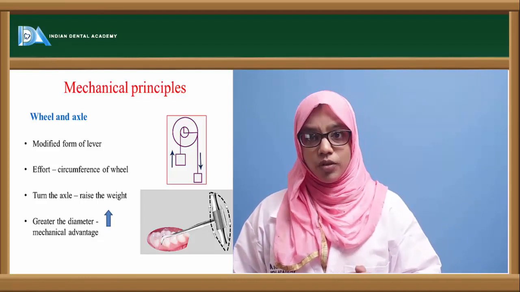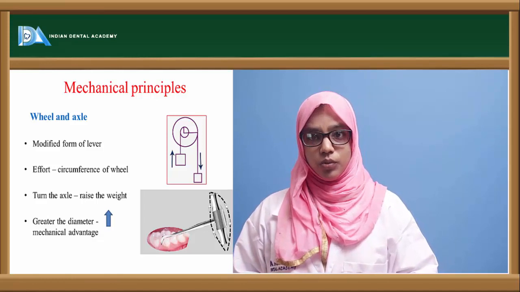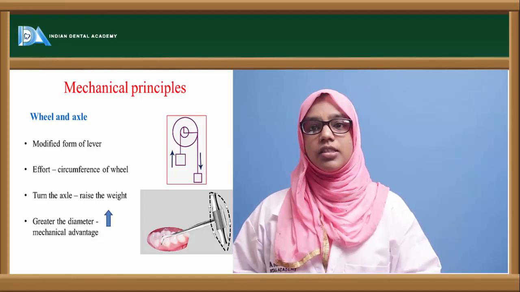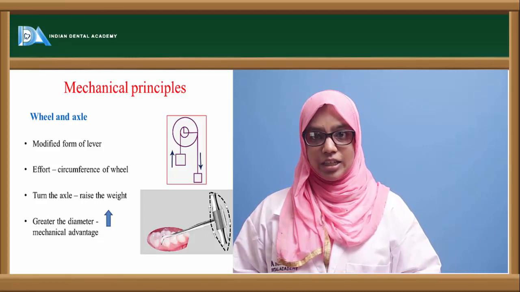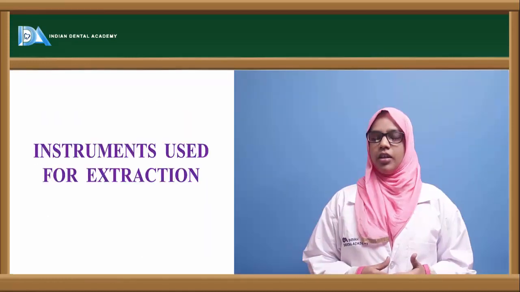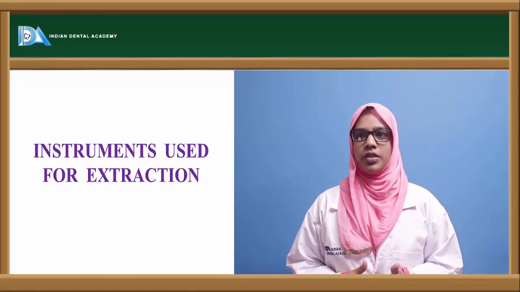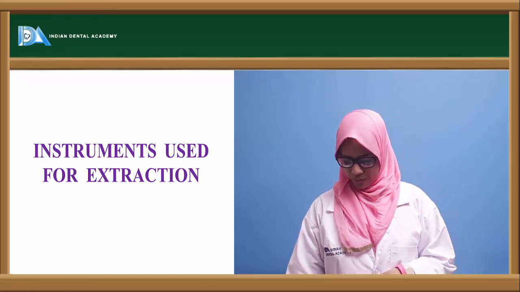Wherein the tip of the crossbar elevator is engaged into the tooth and the handle is rotated in a circular motion, which acts as an axial to elevate the tooth. Now let's take a look at what instruments are required for the extraction.